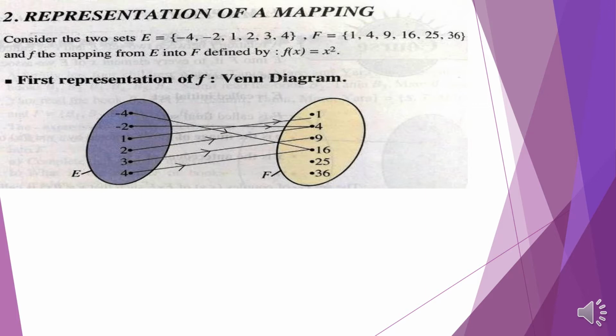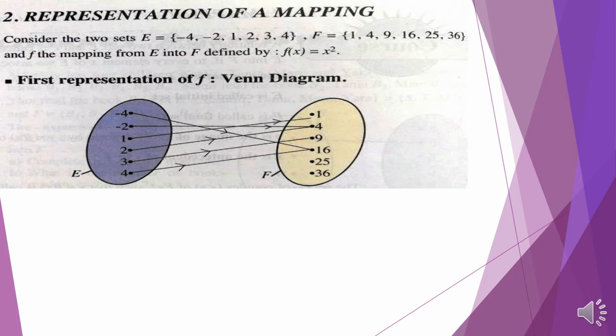Why? Since f of minus 4 equals minus 4 squared, which is 16, found in F. F of minus 2 equals minus 2 squared equals 4, found in F. F of 1 equals 1 squared equals 1, found in F, and so on. Each element in the initial set E has an image and one image in the final set F.